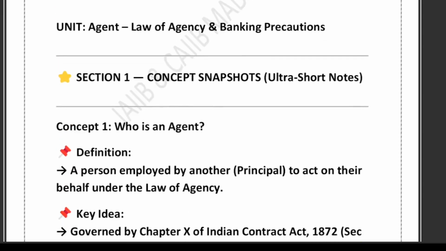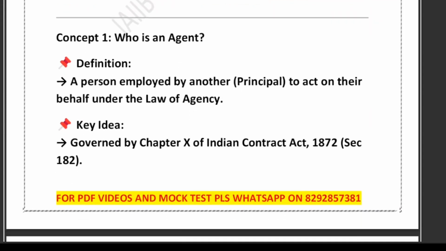Now friends, let's talk about the law of agency. Obviously we are just continuing with the banking precautions. What kind of precautions must a bank take? Ever wondered how an agent can legally bind a principal, or what rights an agent actually has? So let's decode the law of agency in the simplest way possible. First of all, who is an agent? An agent is a person employed by another, who is called the principal, to act on their behalf under the law of agency.